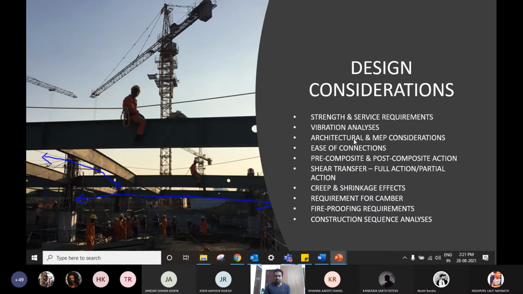Okay, so what are the design considerations we have? One thing is how much strength it needs, and during the service also. What I mean by service is during the normal loading of the structure, when people are going in and working, you have some normal live load in the structure, right? So then, you should not have so much deflection, and not so much vibration also.